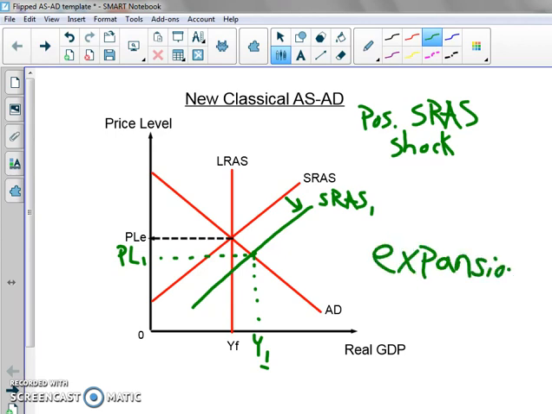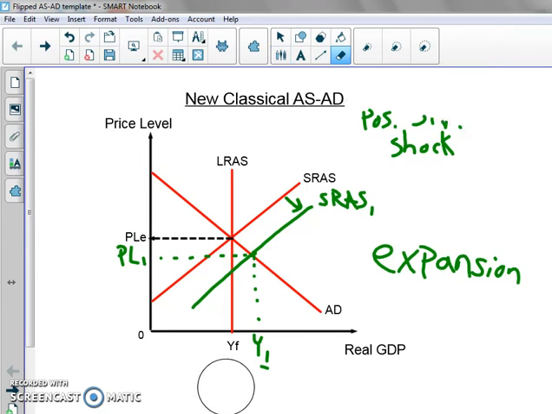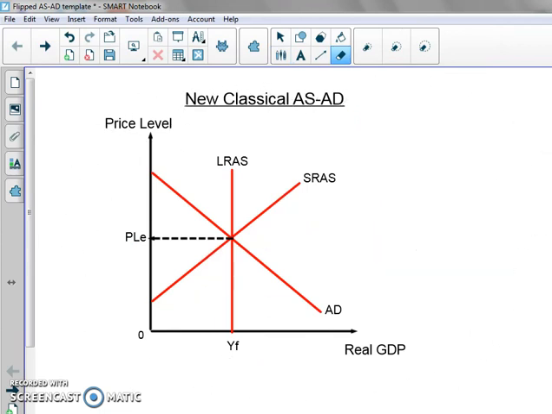So where recessions and inflations are caused by demand shocks, stagflations and expansions are going to be caused by supply shocks, short-run supply shocks. Now, can that long-run supply curve move? And the answer is, of course, every curve can move.